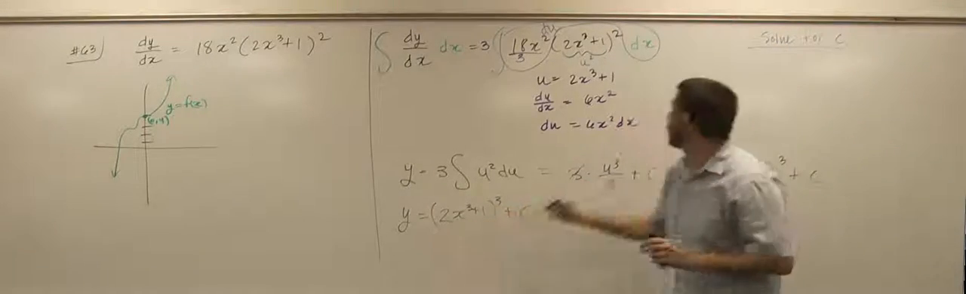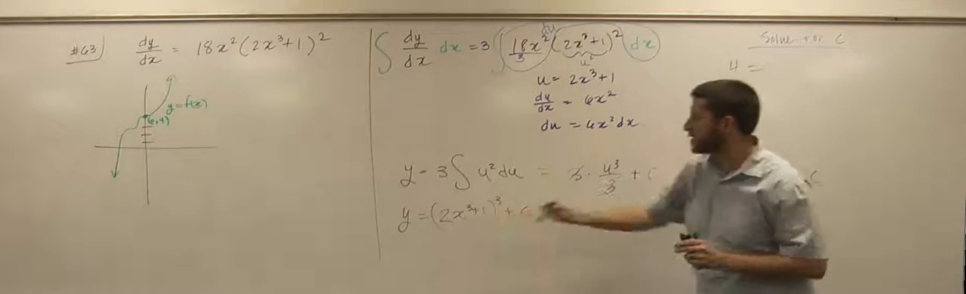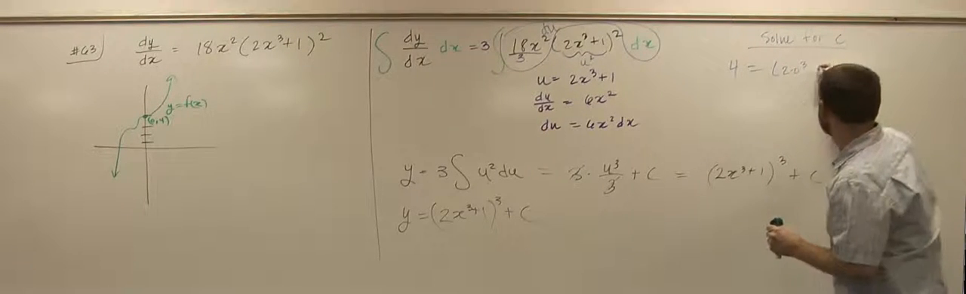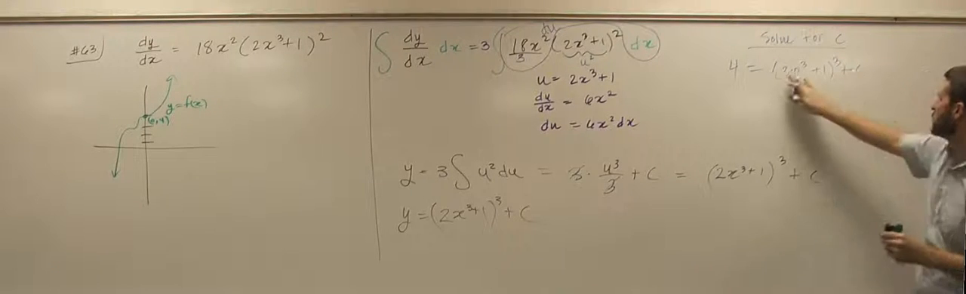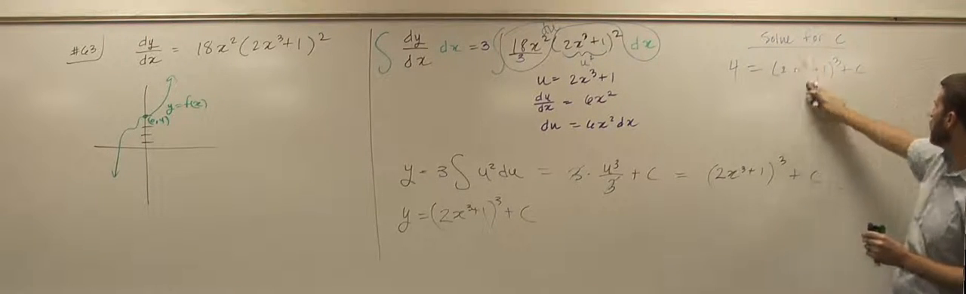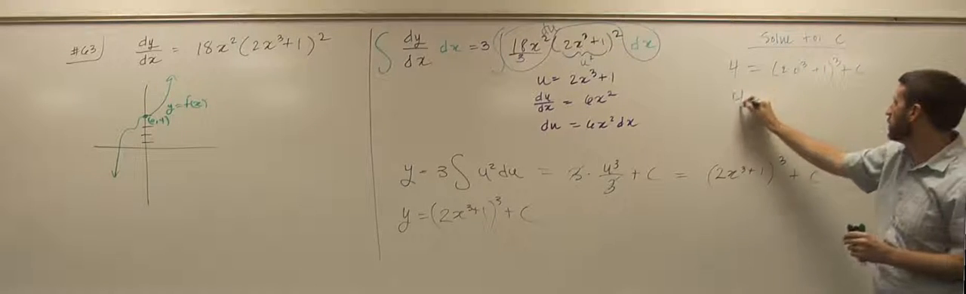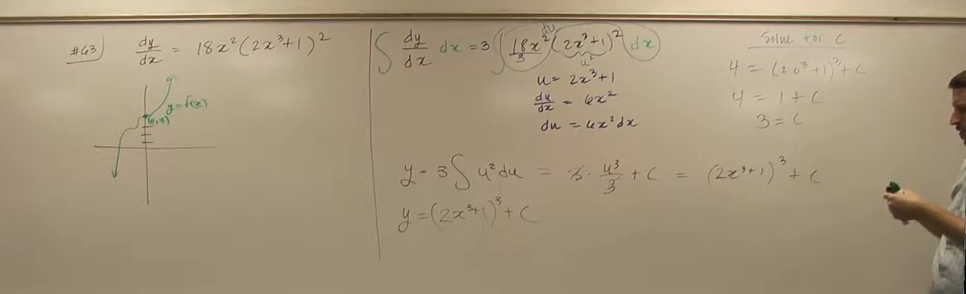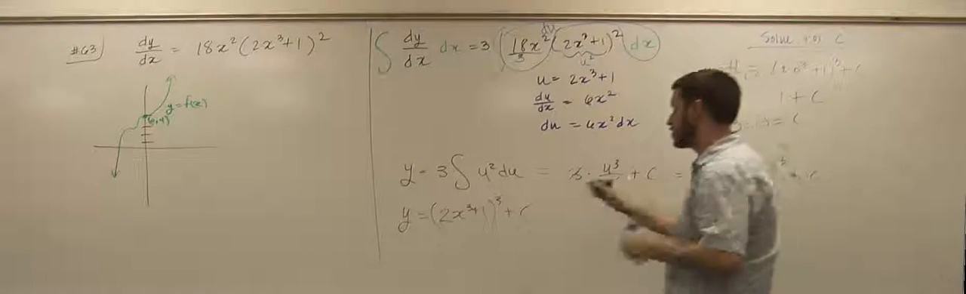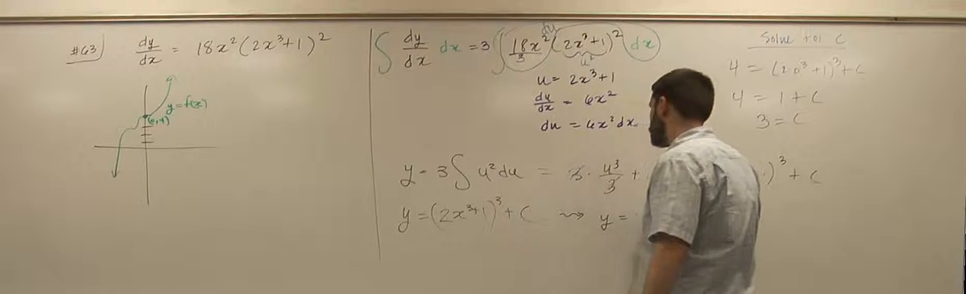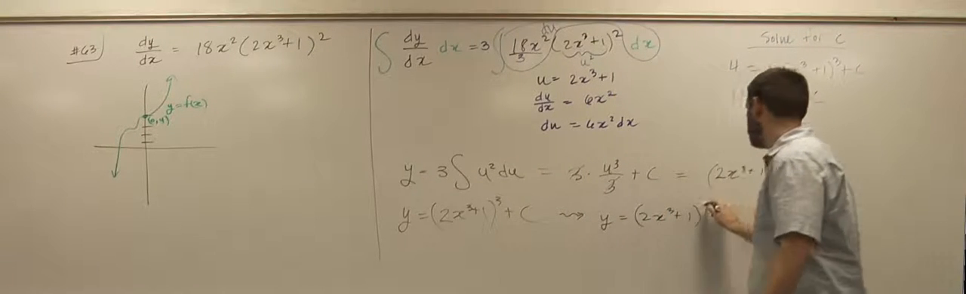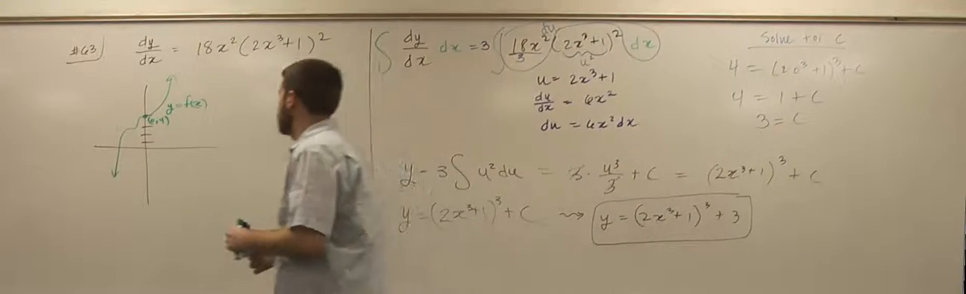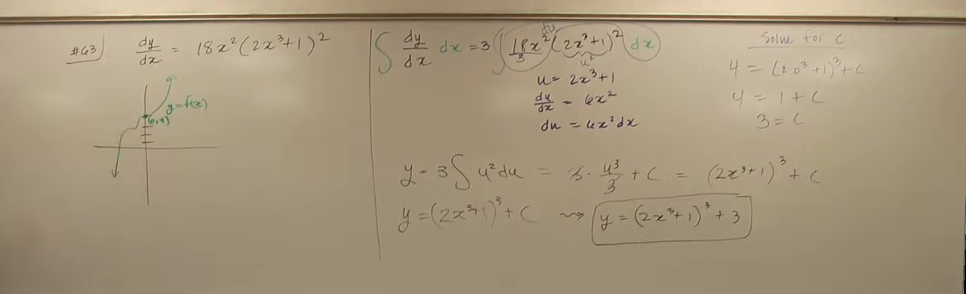So, y is 4, x is 0, so 2 times 0 cubed plus 1 cubed plus c. So altogether, this is gone, so I have 1 cubed, so c, I'm getting 3. So my function would be y equals 2x cubed plus 1 quantity cubed plus 3. So that's the formula for this function.